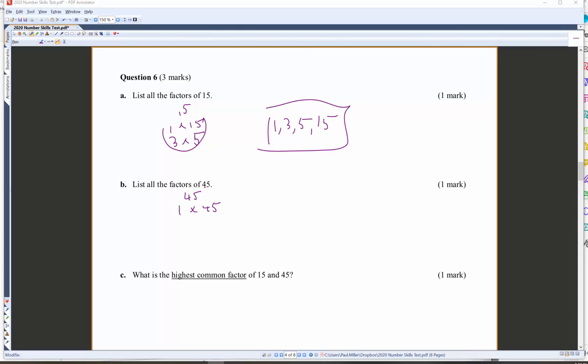Okay, does 3 go into 45? Well, yes it will, because if we do the divisibility by 3 check, 4 plus 5 is 9, 9 is divisible by 3, therefore 45 is divisible by 3. How many times does it go in there?